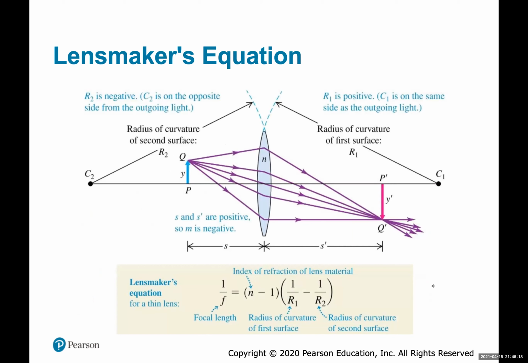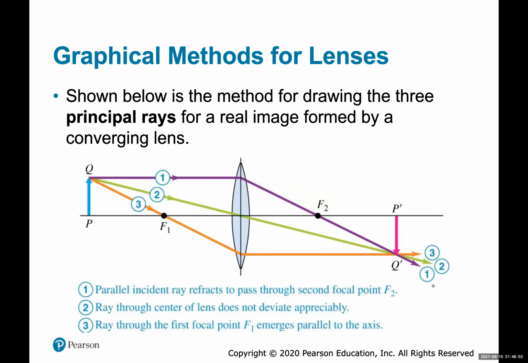This is the thing. I'm trying to recall if this was ever derived for me when I went through physics classes. I think it was just told to me. I want to come back to this. Graphical methods like ray tracing, we can call it, is very similar for a lens as for a mirror.